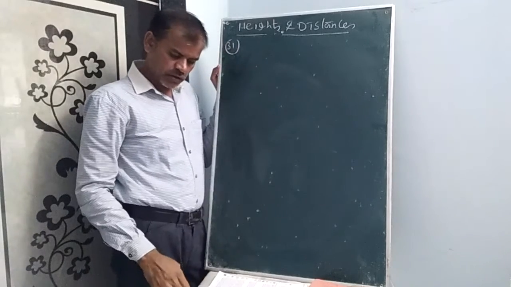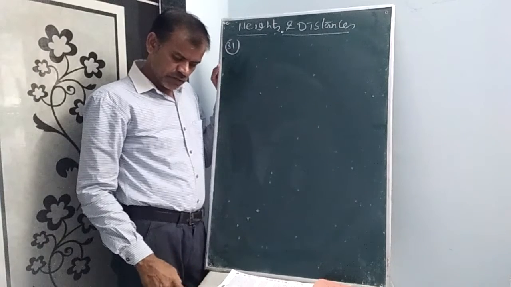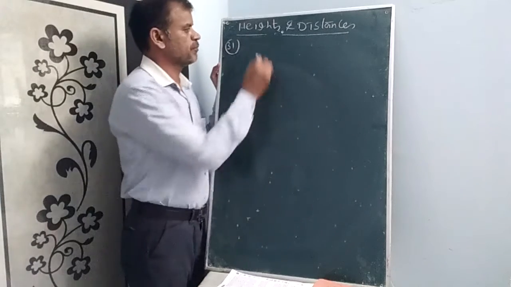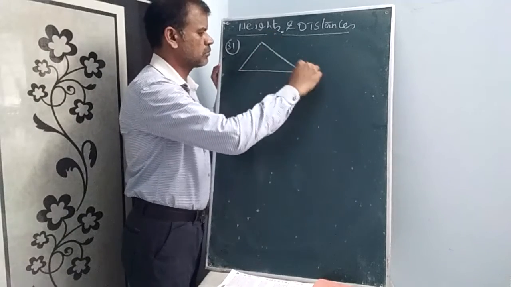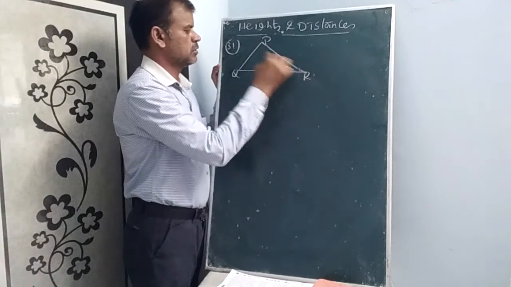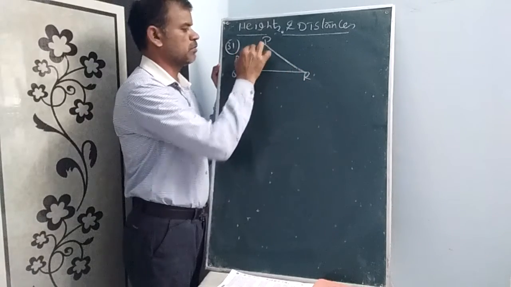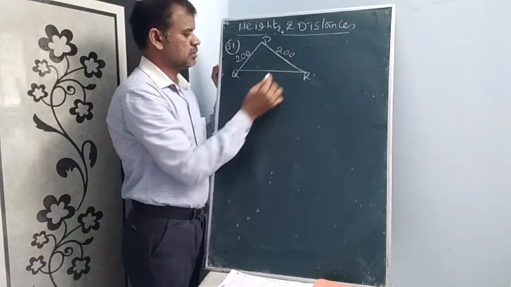PQR is a triangular park. PQ equals PR equals 200 meters. A TV tower stands at the midpoint of QR. Draw the diagram. PQR. This is P, this is Q, this is R. PQ is given as 200 meters and PR is also given as 200 meters.